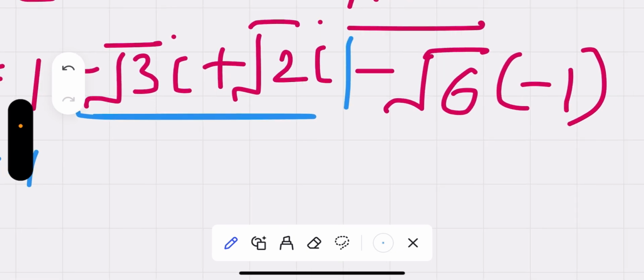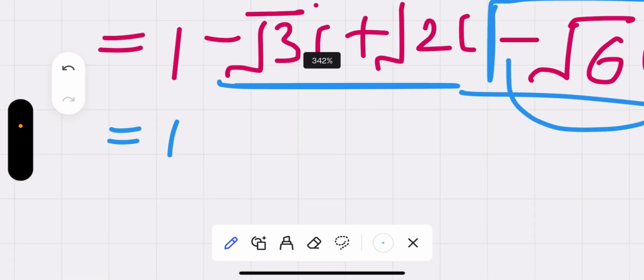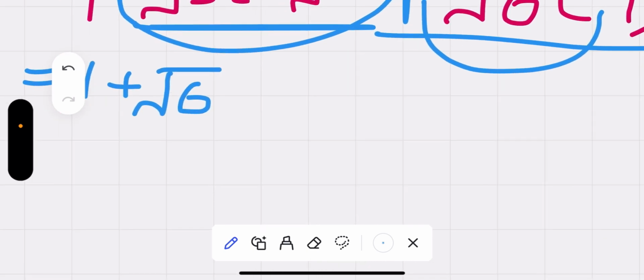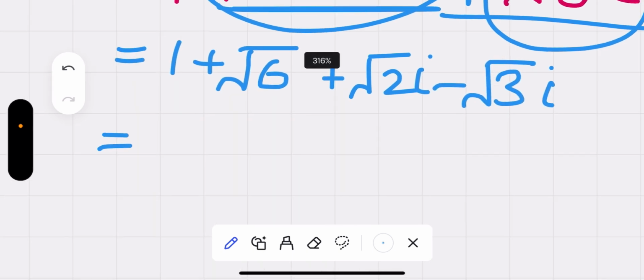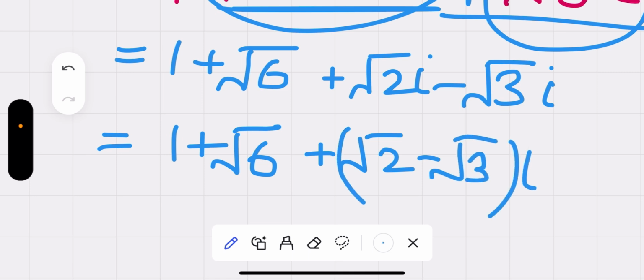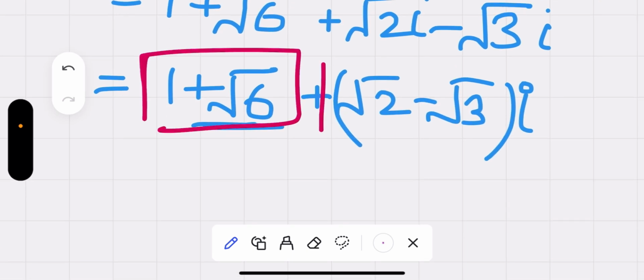Okay, first we shall write this real part, this minus, and minus sign will give us plus, so plus square root 6. And here these two imaginary parts we can write plus square root 2 iota first and minus square root 3 iota later. And we can write it as 1 plus square root 6, plus (square root 2 minus square root 3) iota. Sorry, this is square root 6. Okay, so this is the answer. And this is the real part and this is the imaginary part.